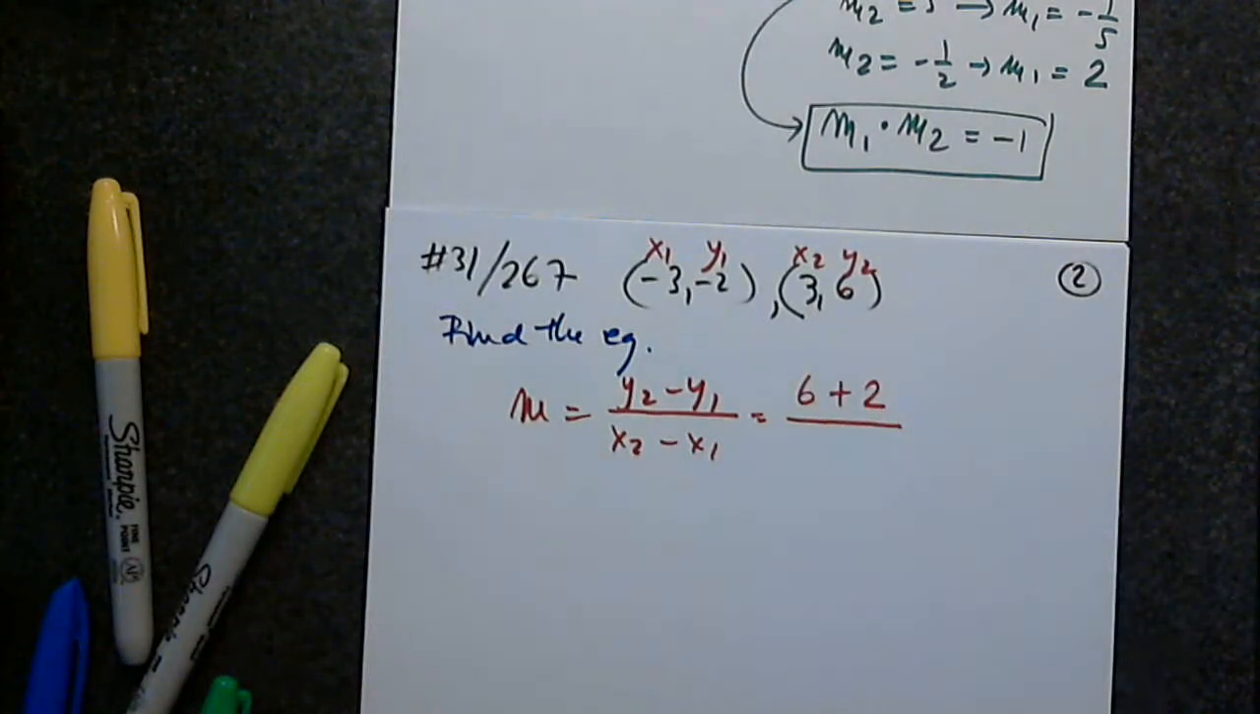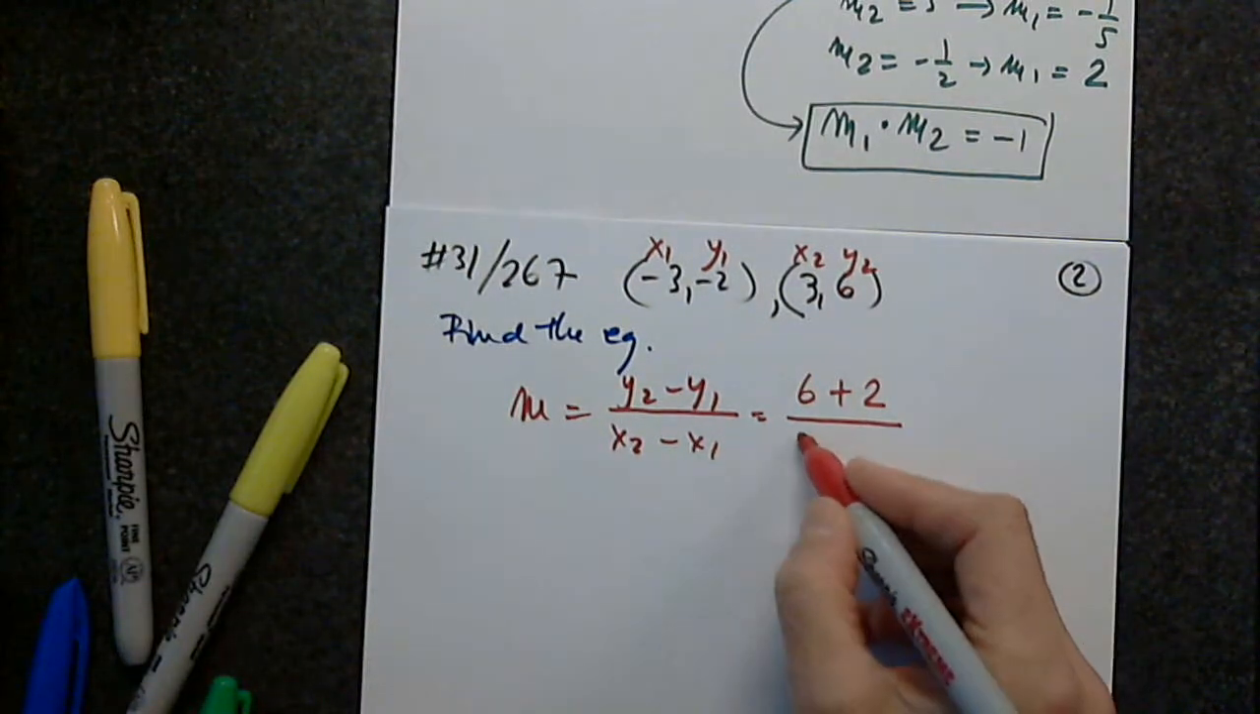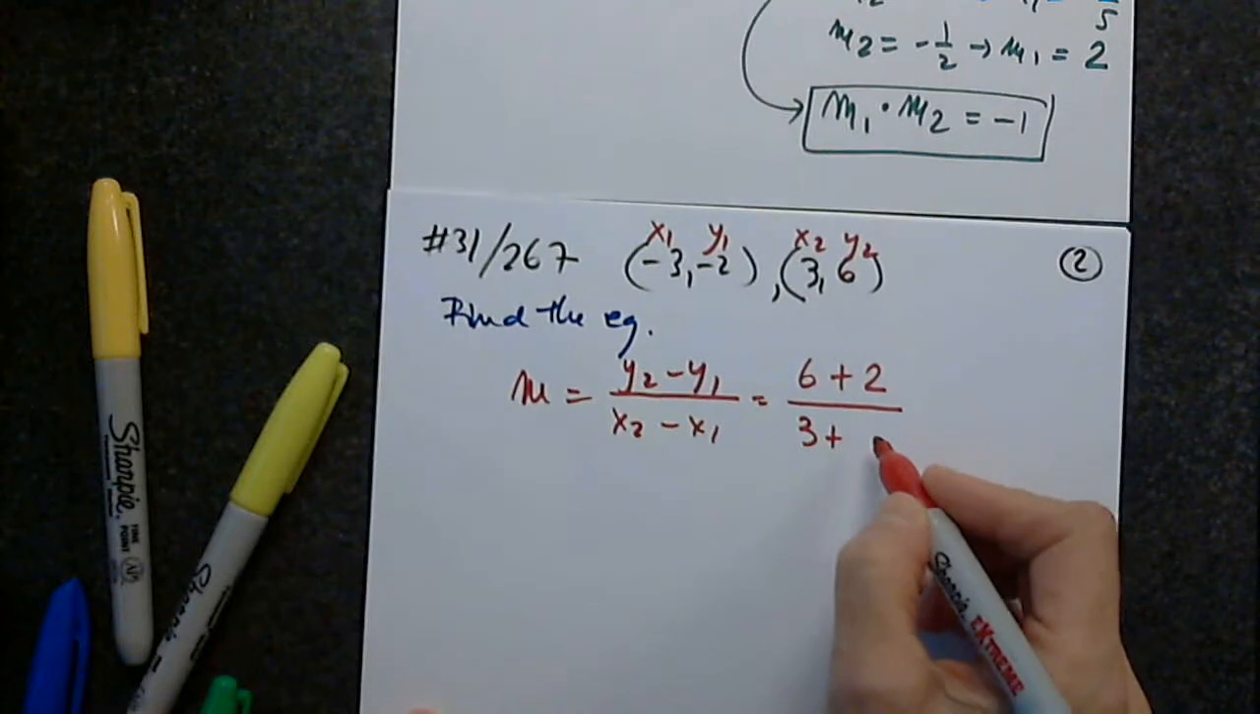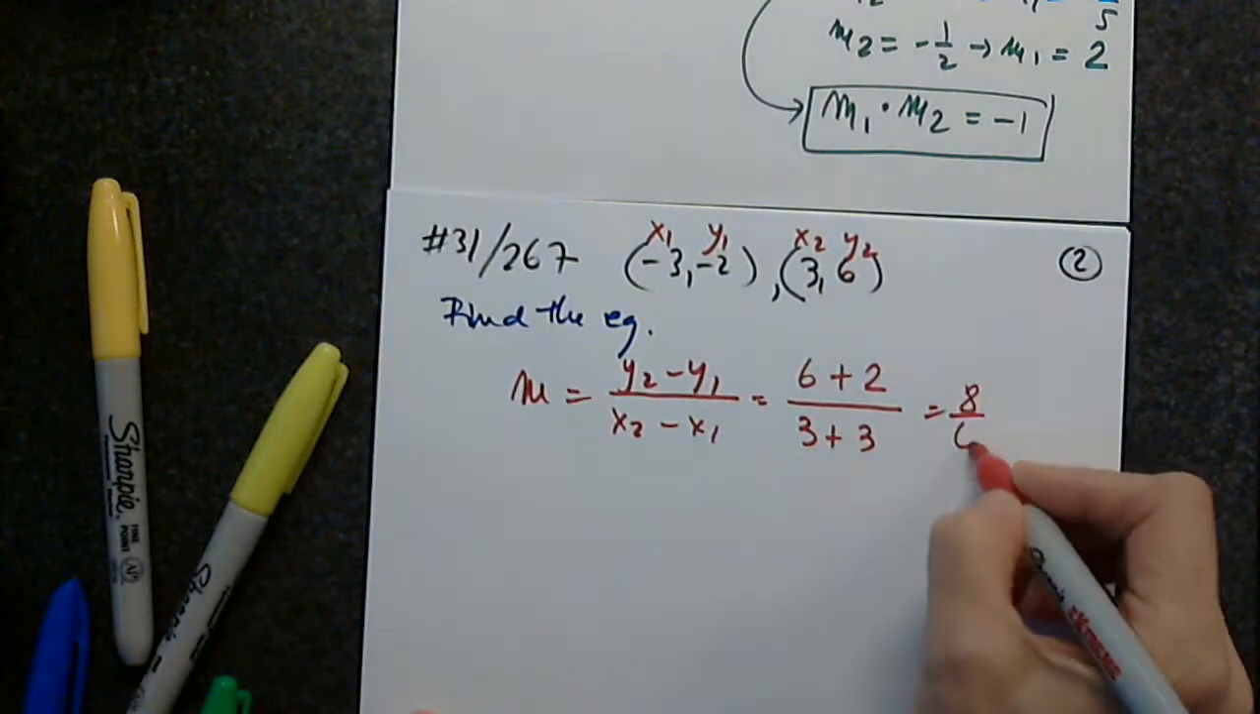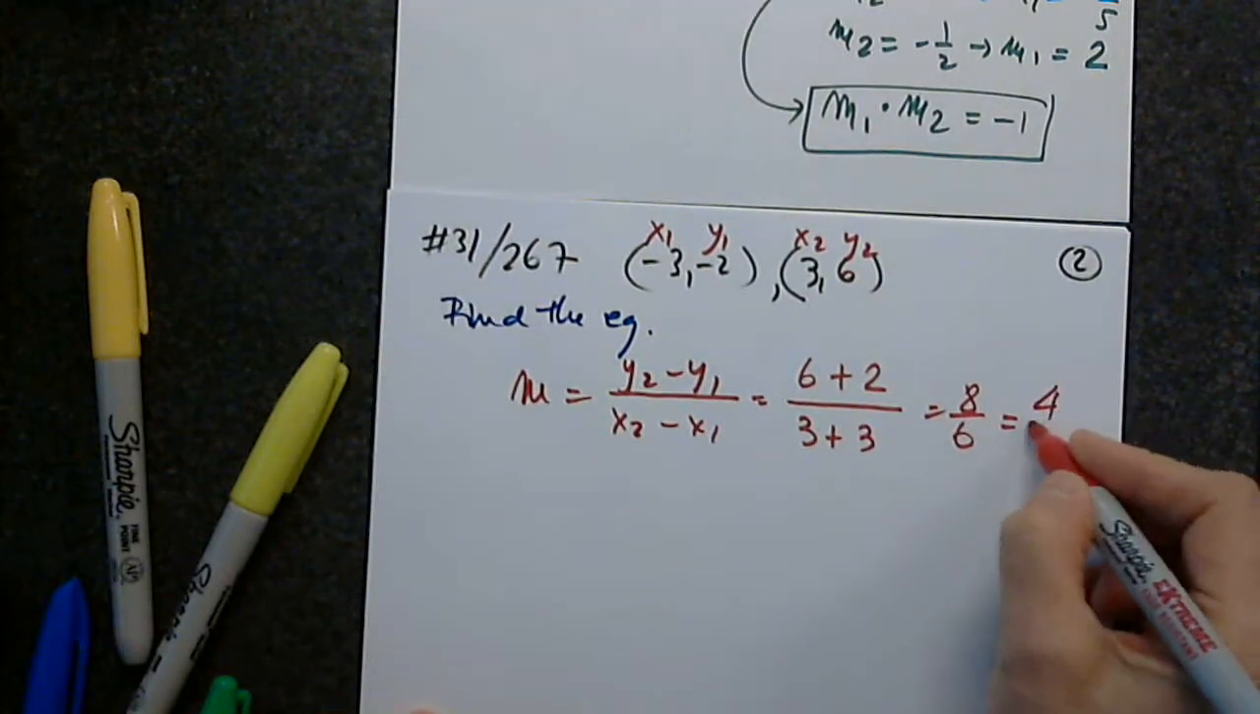Very good. And I omit that because I will have parentheses. And the denominator is 3 plus... Very good. So this 8 over 6, I have to simplify it, which is 4/3.